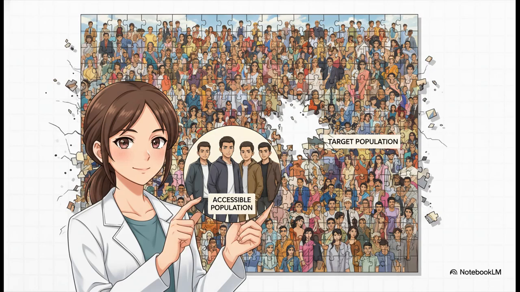But, and this is a huge but, this whole process hinges on one critical thing. The accessible group, the patients in those few city hospitals, has to be a good reflection of the entire target population across the country. They have to be representative. If they aren't similar, the whole thing just falls apart.